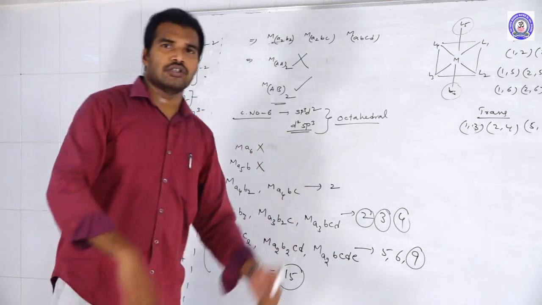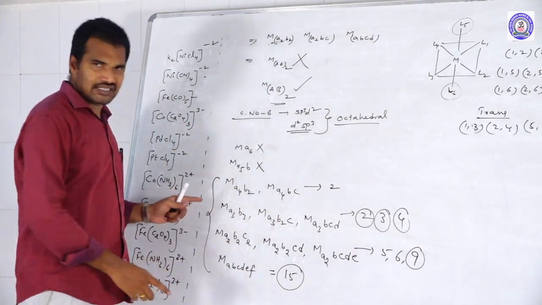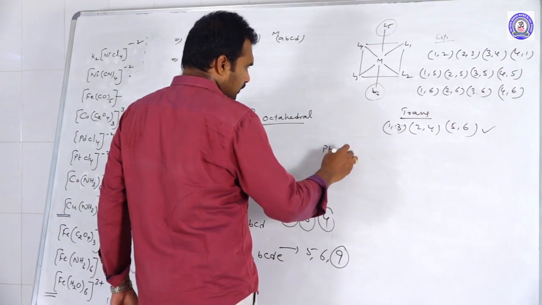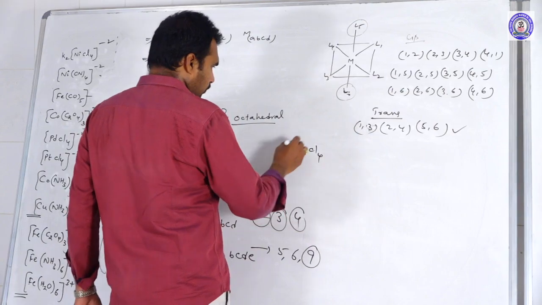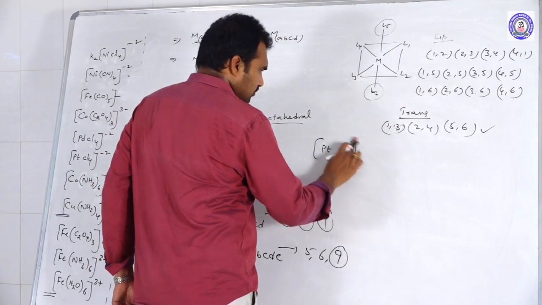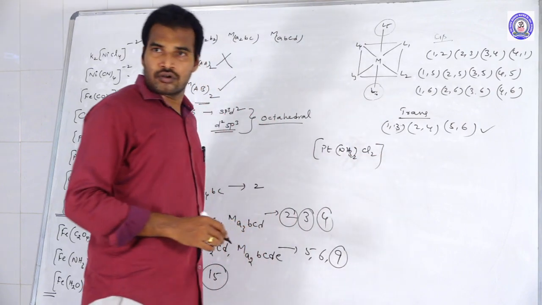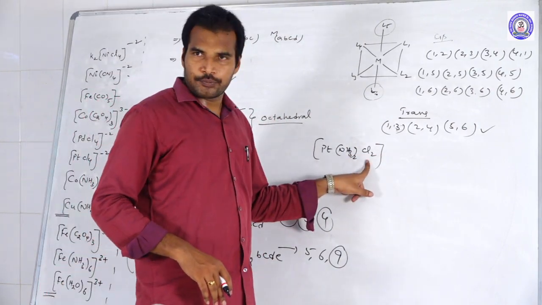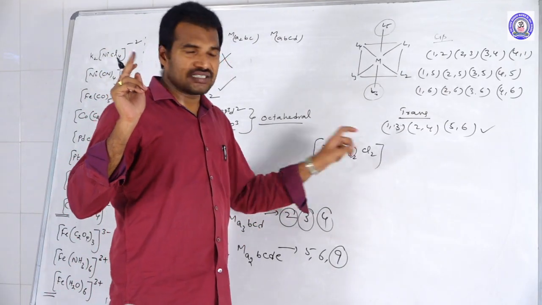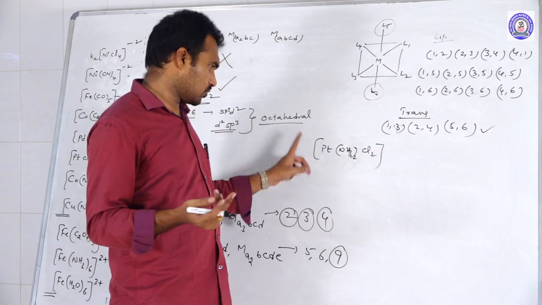First look at the given complex. That complex belongs to which category? Suppose they give cisplatin, that is Pt(NH3)2Cl2. This is MA2B2 type, which is actually a square planar complex. Can this MA2B2 show isomerism? Of course. One is cis, another one is trans.